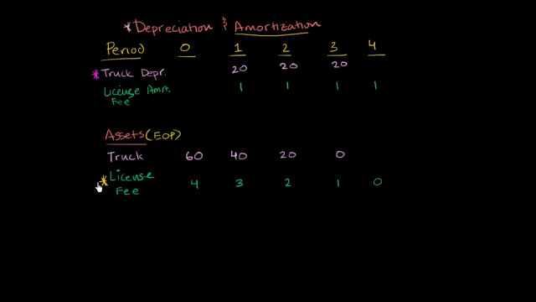So if it's a license fee or some other type of fee or some type of maybe intellectual property, you would amortize the cost. If you have a truck or a building or whatever, you would depreciate it.